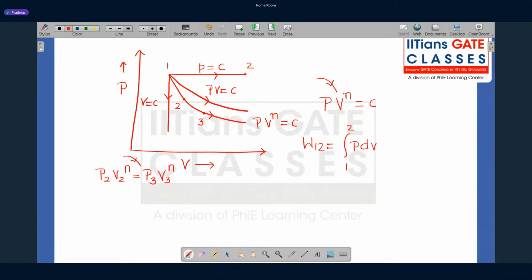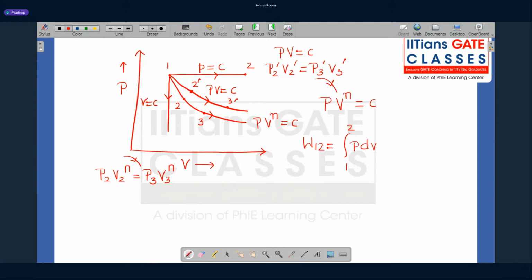Similarly, for an isothermal process, let us say you have different state points. Don't confuse, these are two different ones. I will write here 2 dash and 3 dash. For an isothermal process, these two state points are connected with the relation PV equal to constant. So it will be P2' V2' equal to P3' V3'.